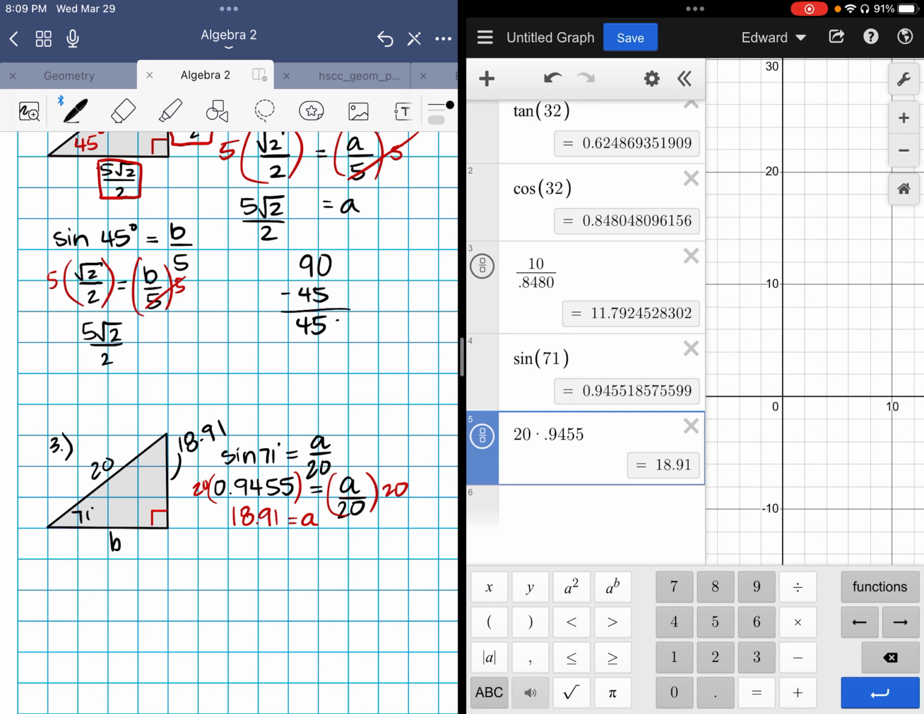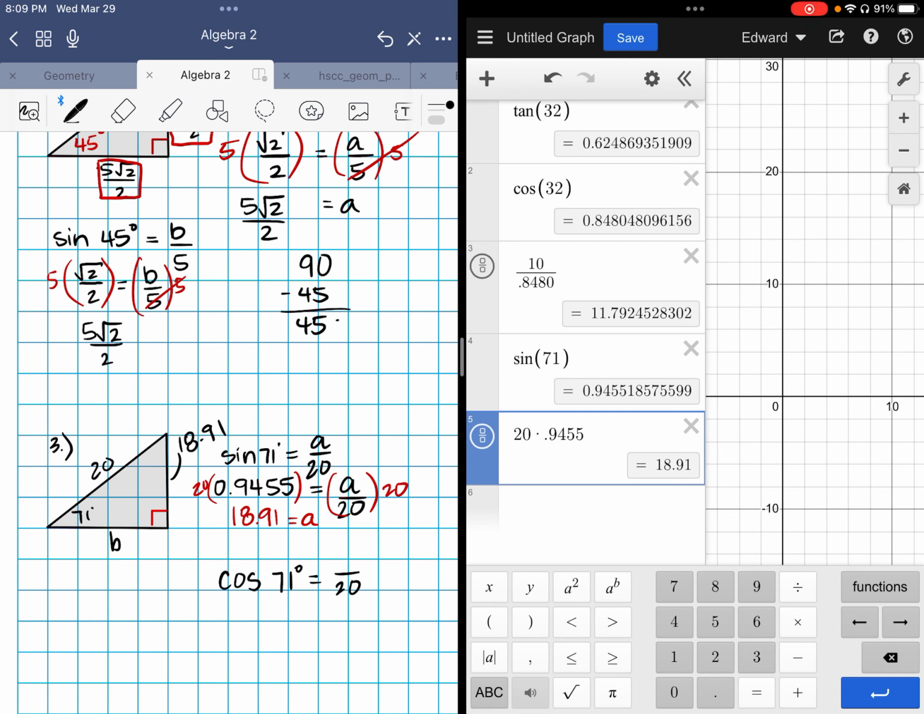All right, now we just have to find out what B is. Since we're using the hypotenuse, we know that it's not going to be tangent. We've already used sine, so go ahead and use cosine. So we're going to say cosine of 71 degrees is equal to, the hypotenuse goes in the denominator, and the adjacent leg is going to go in the numerator.